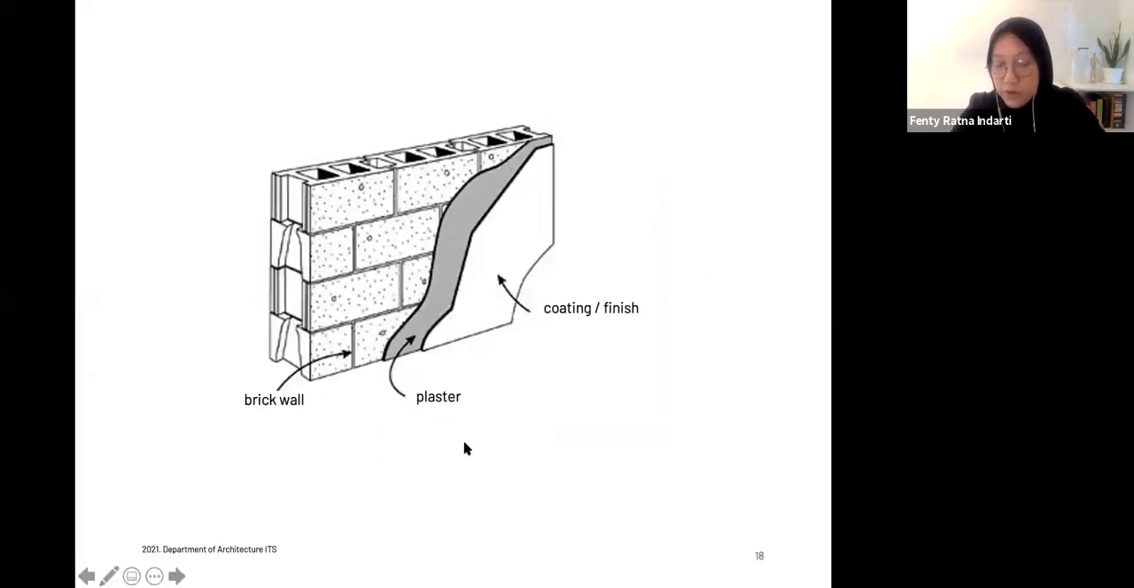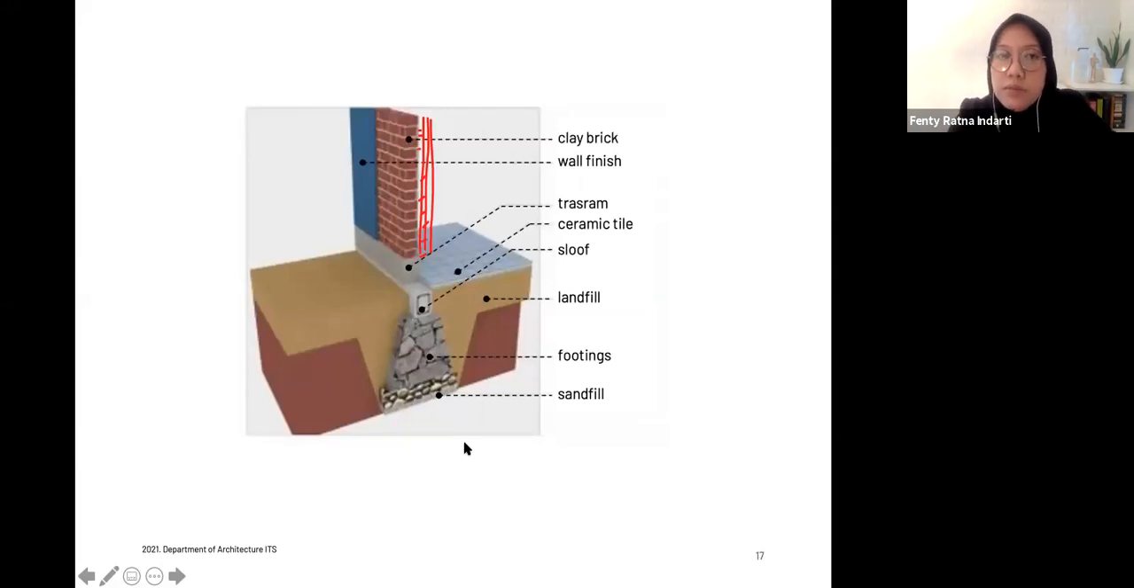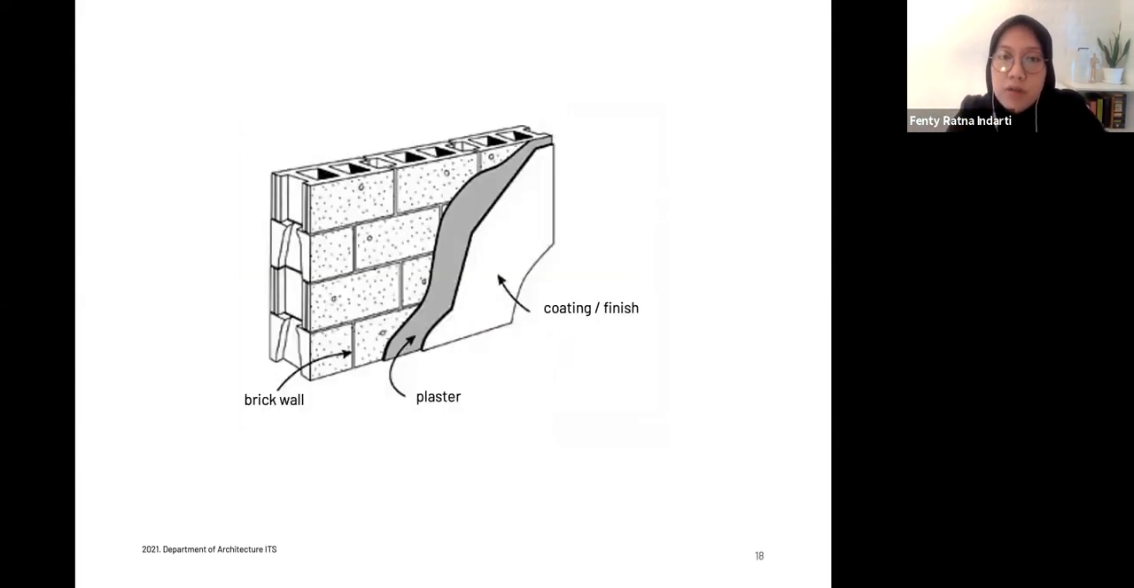Okay, so after we have talked about the anatomy like this, now we need to take a deeper look at what is actually happening in the walls. After you have the bricks, they will be attached by a plaster made from cement and sand. I will explain it in the next slide.